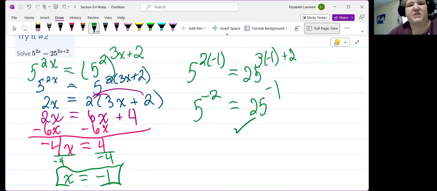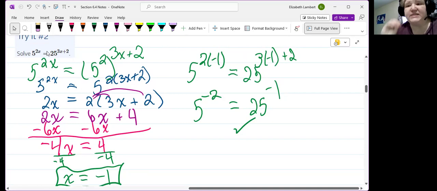All right, so exponentials, if we can write them all in terms of the same small base, we do.